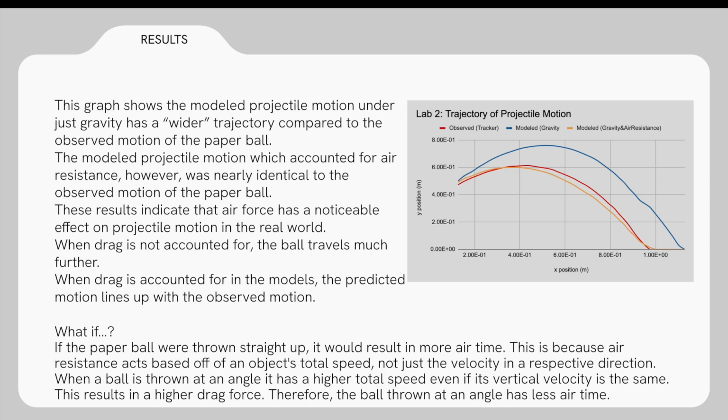Now, what if? If the paper ball were thrown straight up, it would result in more airtime, and this is because air resistance acts based off an object's total speed, not just the velocity in the respective direction. When a ball is thrown at an angle, it has a higher total speed even if its vertical velocity is the same. This results in a higher drag force, and therefore the ball thrown at an angle has less airtime because it's being acted on by more drag.